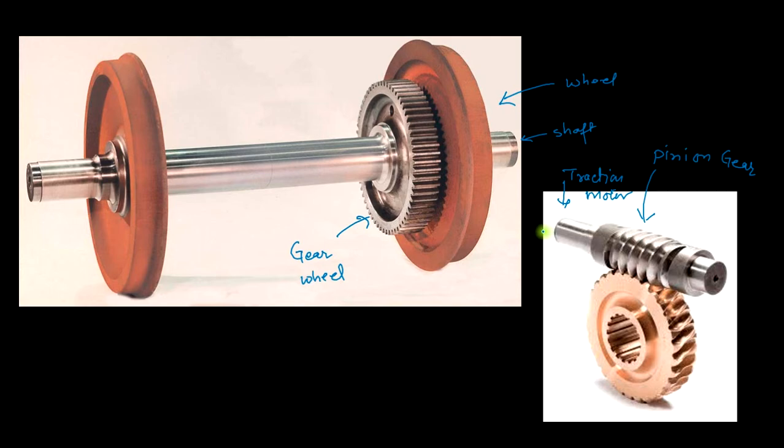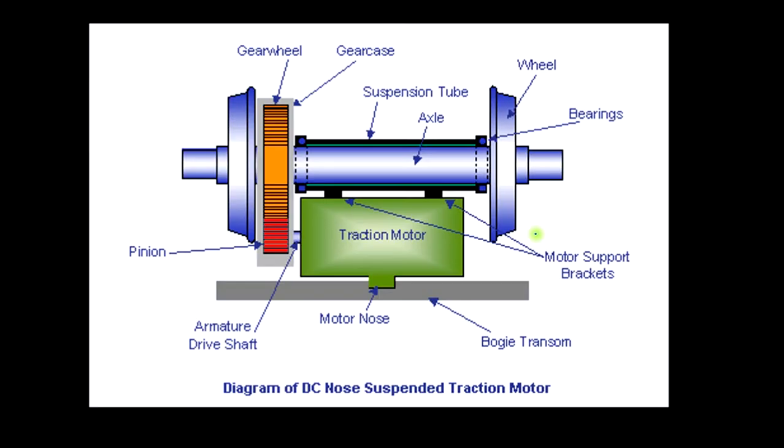Let us see this in a more diagrammatical way. This diagram particularly shows that there is a traction motor which is connected to the pinion. This is the pinion gear. Further, this pinion gear is connected to the gear wheel of the drive, and this gear wheel is transferring the mechanical energy to the wheel of the locomotive via the shaft. We needed to know this mechanism to calculate the tractive effort or tractive force.